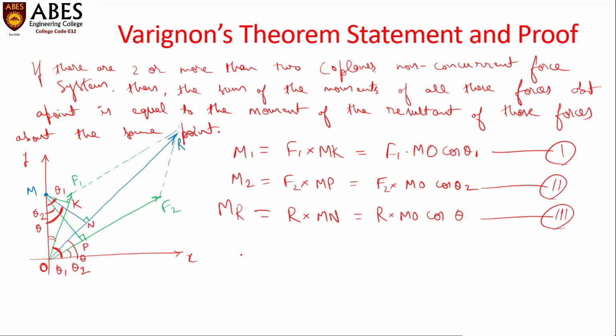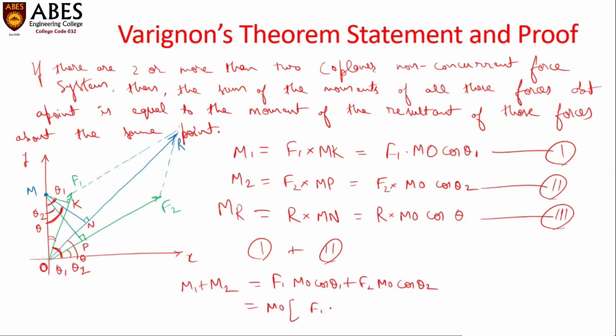Let's add up the first and second. We get M1 plus M2 will be equal to F1 MO cos theta1 plus F2 MO cos theta2. MO is common, so it is MO times F1 cos theta1 plus F2 cos theta2. Now, what is this part? F1 cos theta1 plus F2 cos theta2.